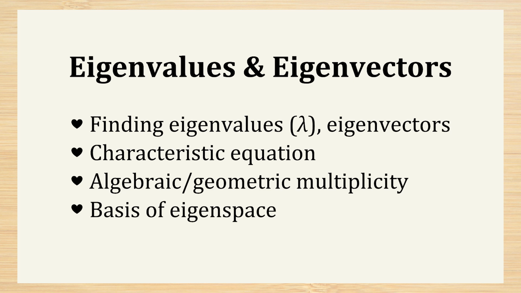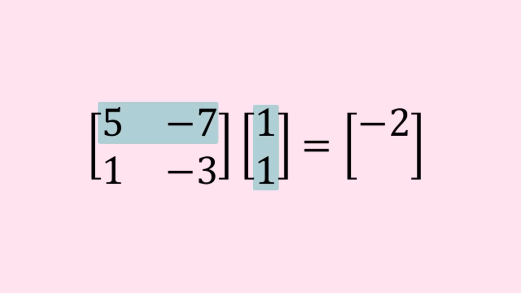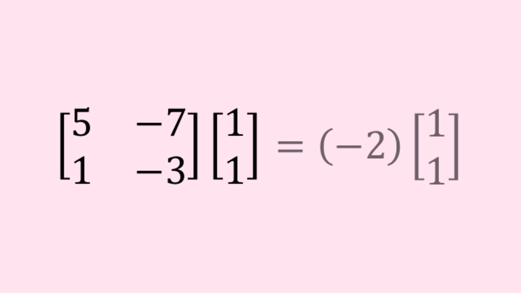Matrix multiplication is complicated. Instead of matrix multiplication, maybe there's an easier alternative, such as multiplying by a scalar. In fact, there is. As a concrete example, the matrix 5, -7, 1, -3 multiplied to the column vector 1, 1 gives the product -2, -2. We can get the same product by multiplying the scalar -2 to the column vector 1, 1.